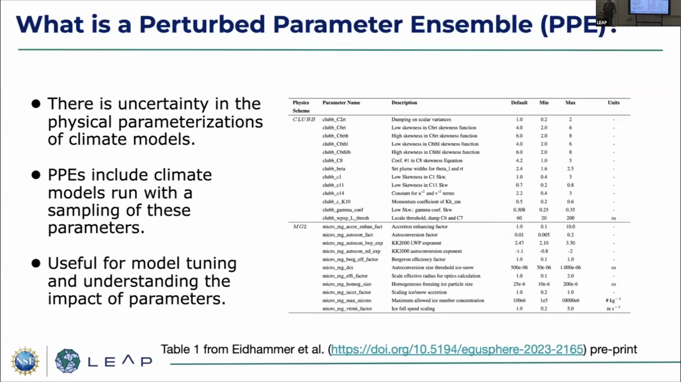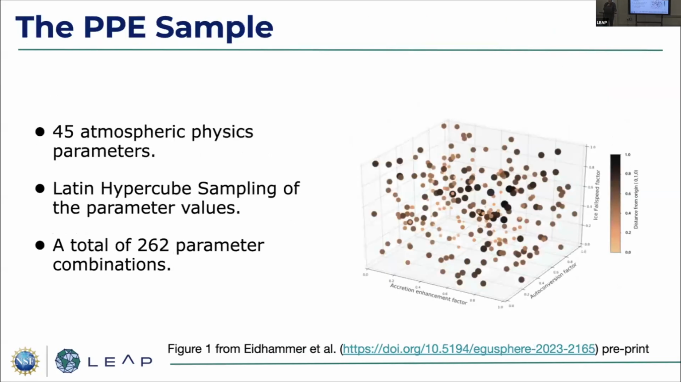So what is a perturbed parameter ensemble, a PPE? There's a lot of uncertainty in the physical parameterizations that go into climate models. So PPEs include a set of climate models that are run with a sampling of these parameters. And they're useful for model tuning and understanding the impact of the parameters on the simulated climate model output. The particular PPE sample we worked with included 45 atmospheric physics parameters, and a Latin hypercube sampling of those parameter values was used to ensure that they evenly covered the parameter space. And a total of 262 parameter combinations made up the sample that we used.